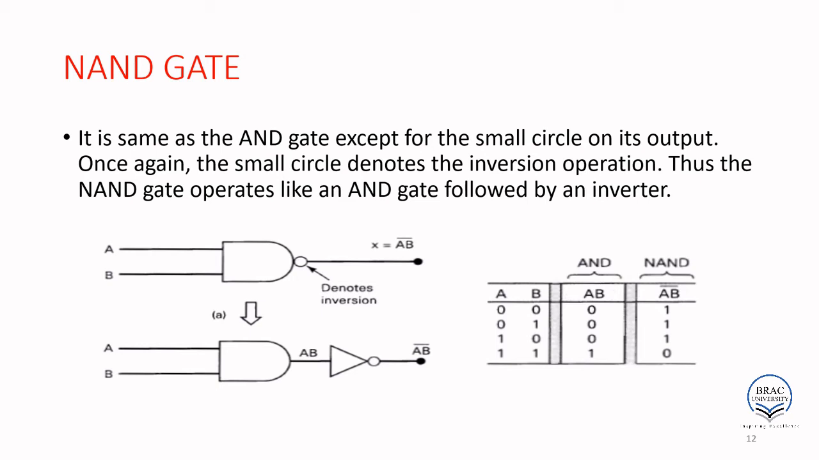And the same thing here. So A and B, this is the AND gate output. If you do the inversion, all 0 becomes 1, 1 becomes 0, then it will be a NAND gate. For the AND gate, if both of the inputs are high, then the output is high. And for the NAND gate, if both of the inputs are high, then the output is low, otherwise high.